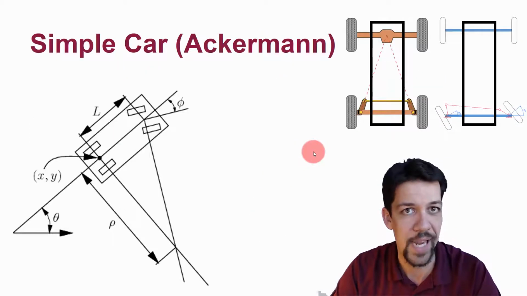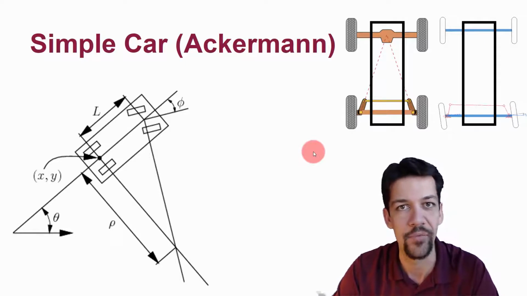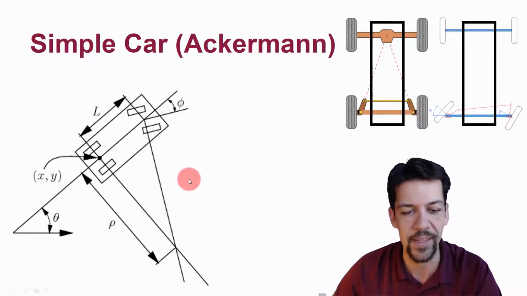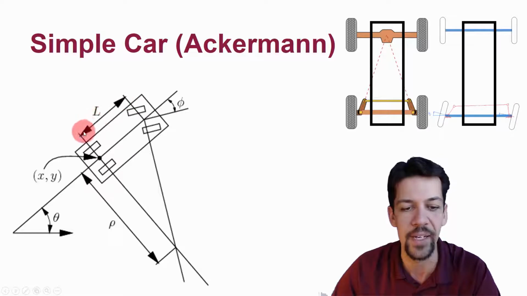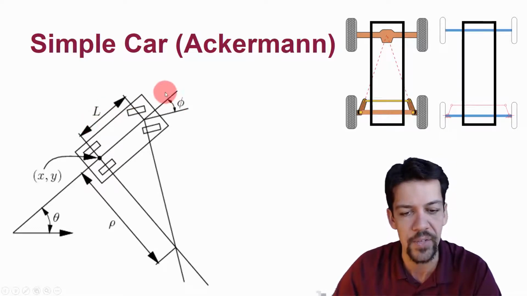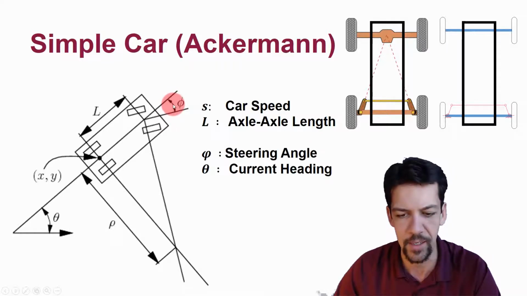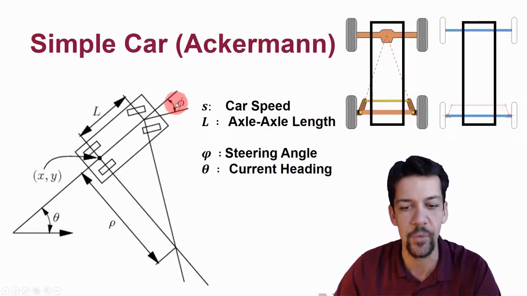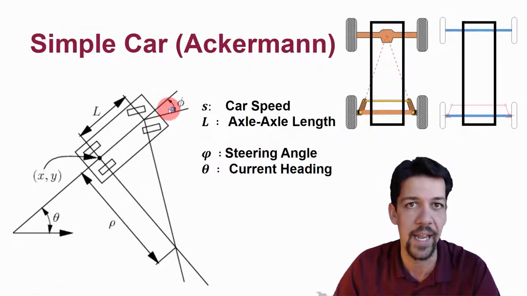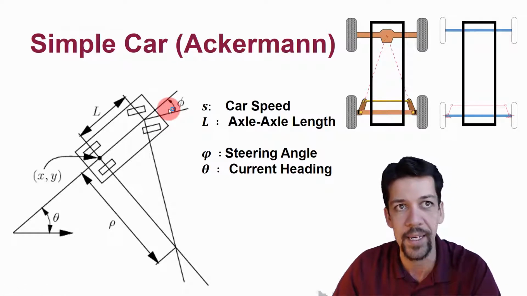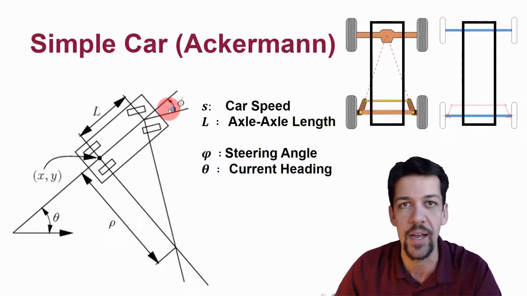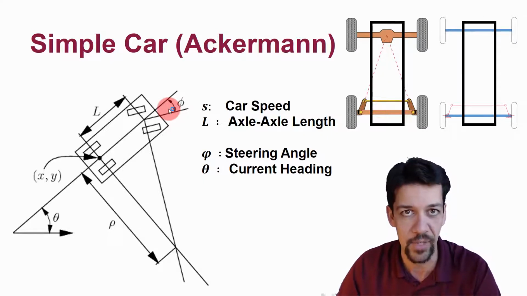The simple car, the Ackermann car, works very similarly, except in this case, the wheelbase is between the front and rear axles, and we have an additional theta, which is our steering angle, right? So we're going to represent the overall car speed as s, and that's where we got the radius of the wheels times the angular velocity of the wheels.